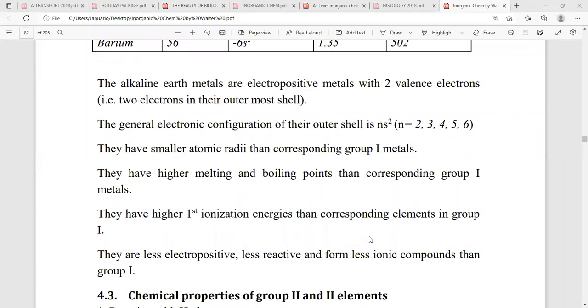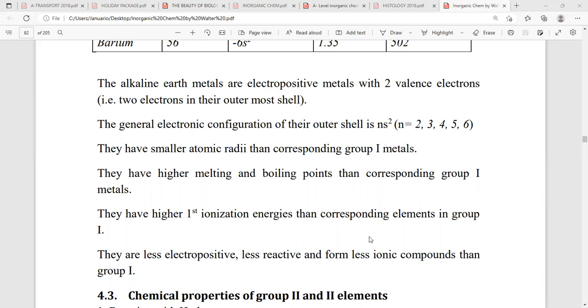We are saying these guys are less reactive, less electropositive, and form less ionic compounds, because as you move from group 1 to group 2, we are decreasing metallic character. We are tending to the non-metallic character of the other groups of the periodic table. Groups 1, 2, 3 are metals, and the other ones are non-metals. So as you tend to non-metallic character, electropositivity reduces, reactivity reduces, and the ability to form ionic compounds also reduces.